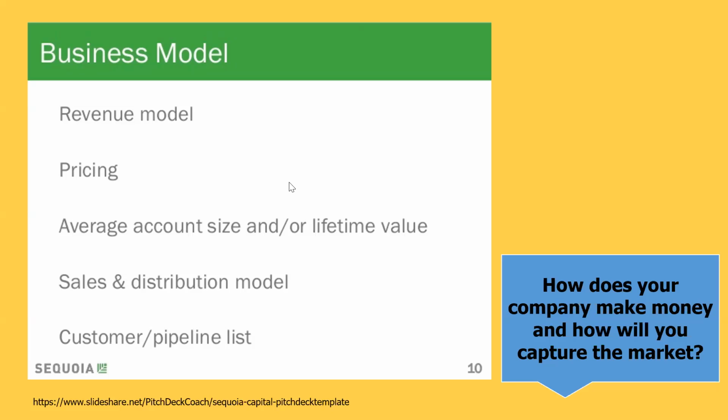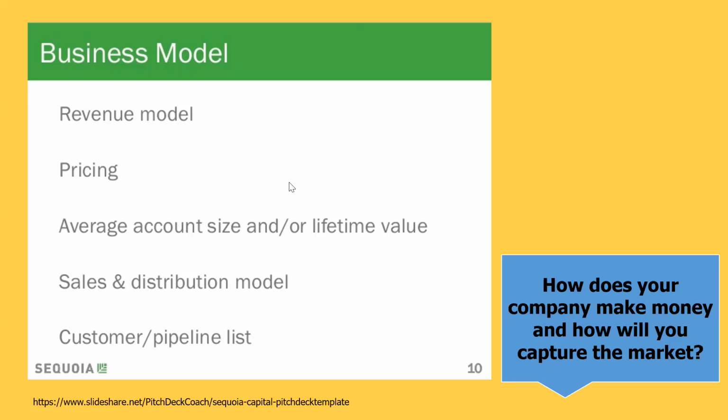But what you want to think about are these 5 things, what a business model is. First off, it's your revenue model. It's how your company is making money. How are you pricing your product or service? How big are your accounts? Are you a business-to-business company where you're selling into big companies, or are you a business-to-consumer company that is selling to consumers?